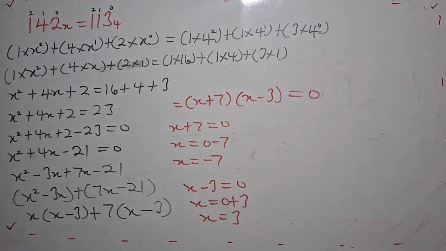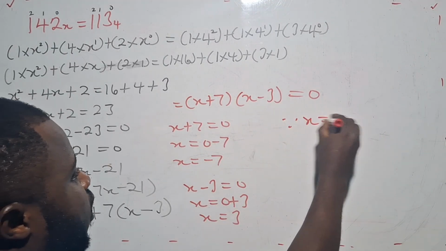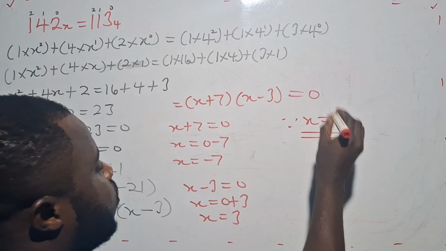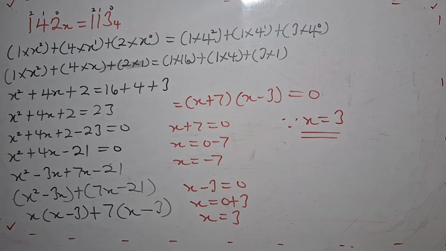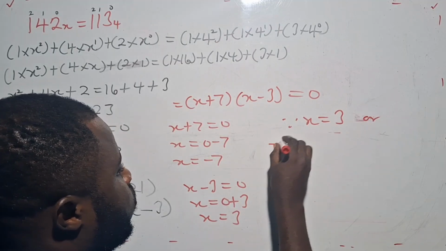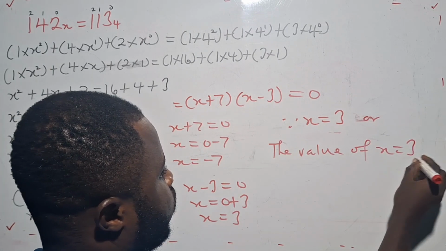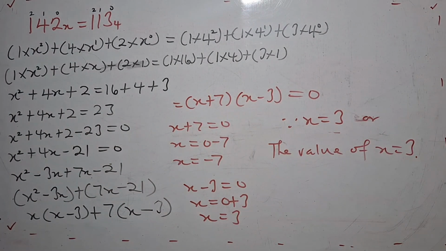And in this situation, in quadratic equation, when we are picking the answers, we pick the positive answer. Yes, because the negative answer will make the statement untrue. So normally we pick the positive answer. So since the answer cannot be negative, we conclude by saying that therefore x is equal to what? 3. Yes, therefore x is equal to 3. Or you can say, or the value of x is equal to 3. So this is our final answer.